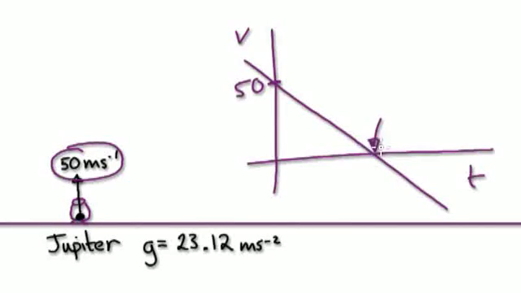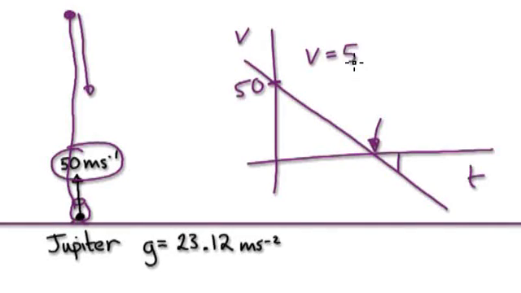This is the time that we're interested in. This is the point when the velocity is 0. So the cannonball is going to travel up like this, and then at the maximum height, the velocity will be 0, and then it starts to fall back down again. That's why the velocity over here is negative, because it's going downwards. Anyway, the first thing you do is come up with the equation for this line, and it was v equals 50 minus 23.12t. So this is our equation now.